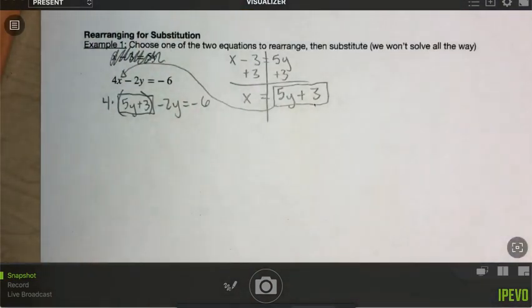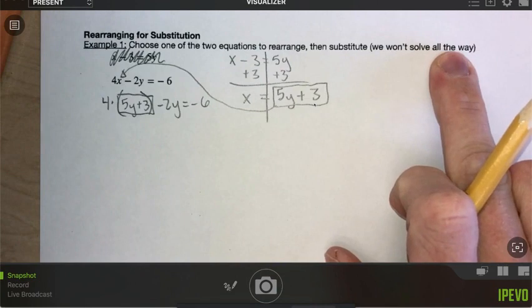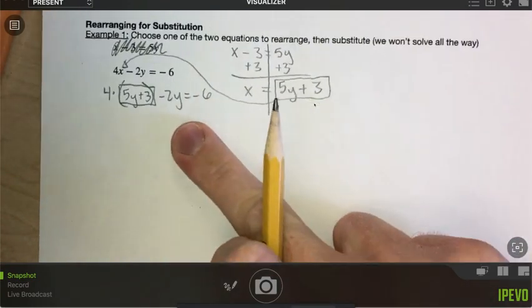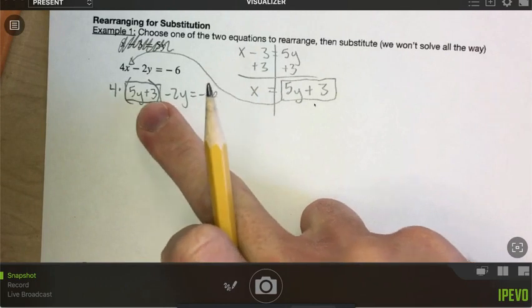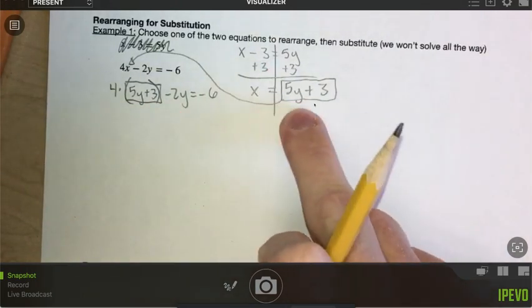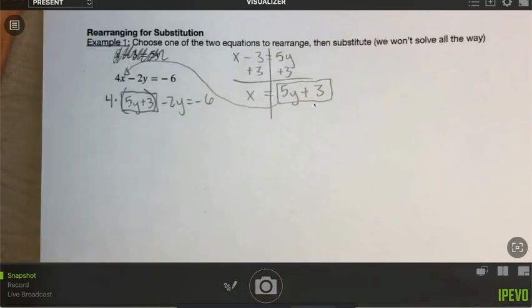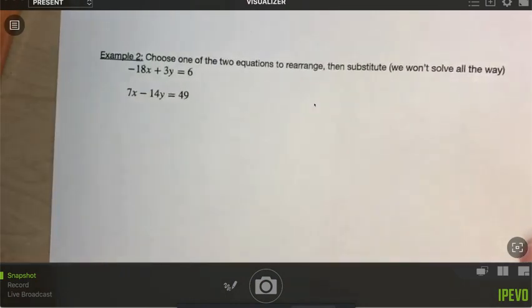And then once again, I can solve this by substitution. So I'm not going to solve all the way. I'm just showing you how rearranging sets us up for substitution. But from here, you could solve this down to get a value for y, and then go back to this in order to solve for x. All right, sweet. Now, let's look at another case.